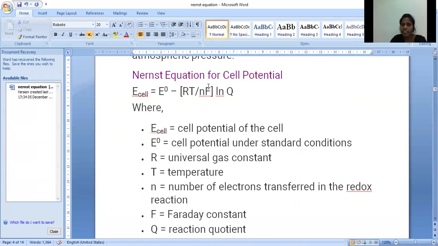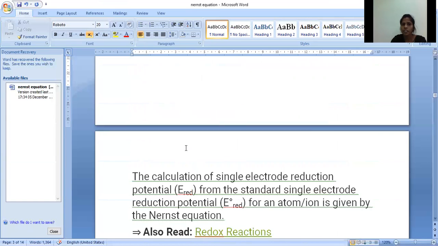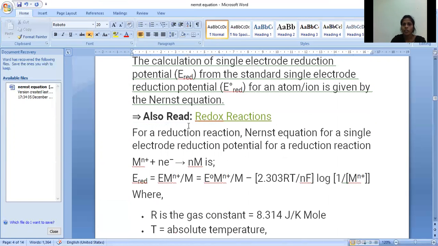So there we have written E cell. Instead of E cell, we can write E red. E red is nothing but reduction potential of electrode. So the calculation of single electrode reduction potential, that is E red, from the standard single electrode reduction potential E naught red for an atom or ion is given by the Nernst equation. So here it is giving the relation between E red and the E naught red.